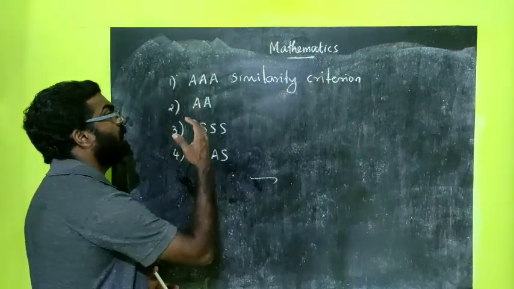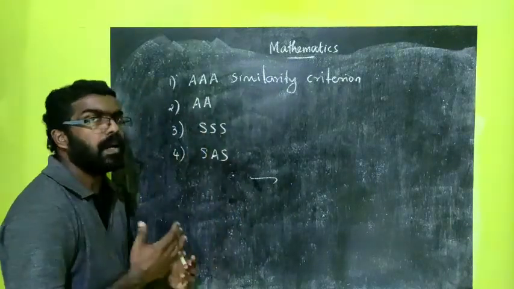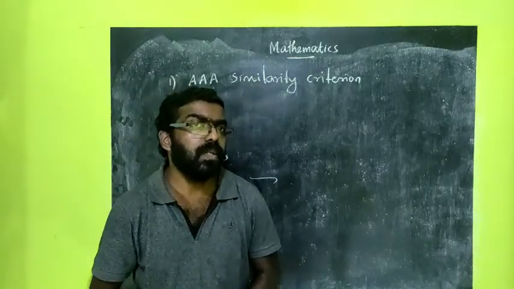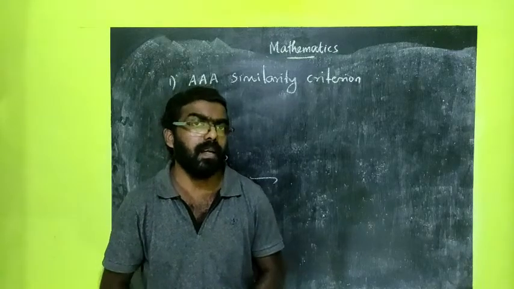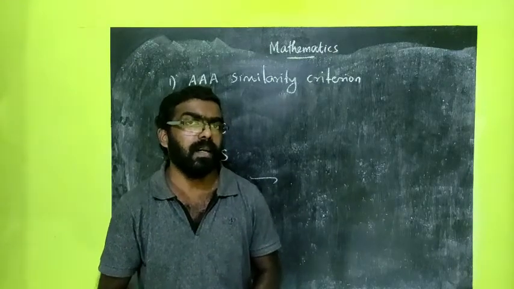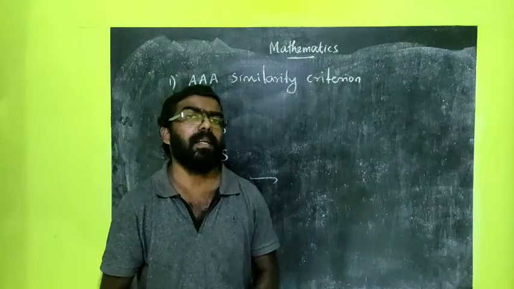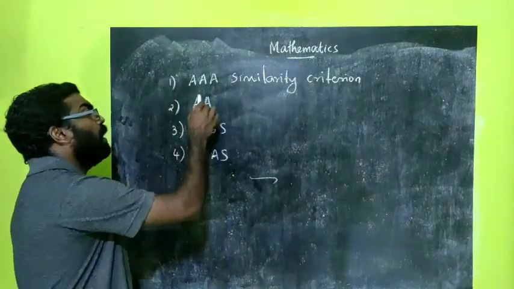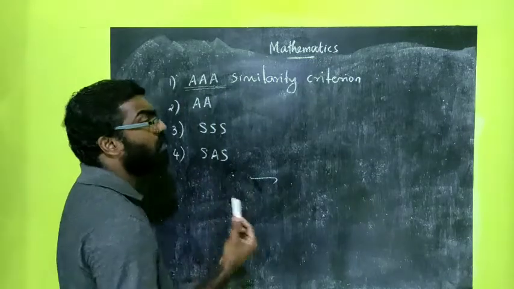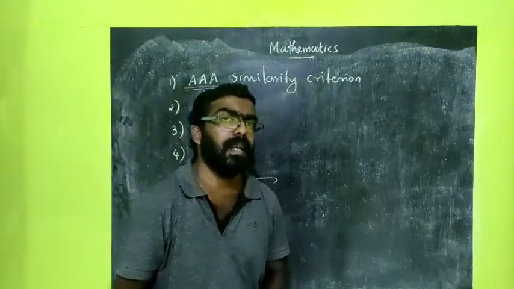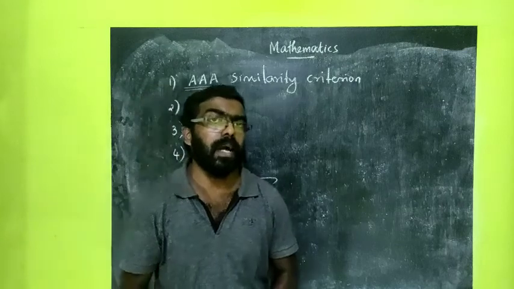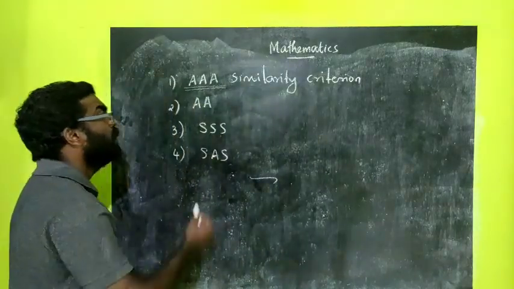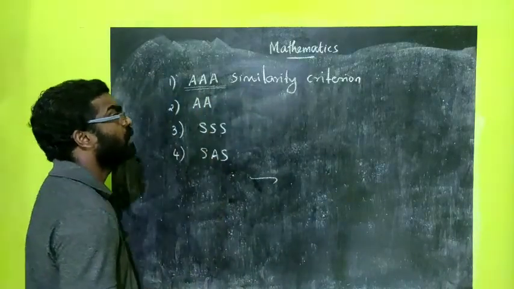Okay, so first one is AAA, that means angle, angle, angle. The theorem states that if in two triangles the corresponding angles are equal, then the corresponding sides are in the same ratio and hence the triangles are similar. So if in two triangles the corresponding angles are equal, then automatically the corresponding sides are in the same ratio, that means are in proportion, and hence we can say the triangles are similar. So this criterion is known as AAA similarity criterion.